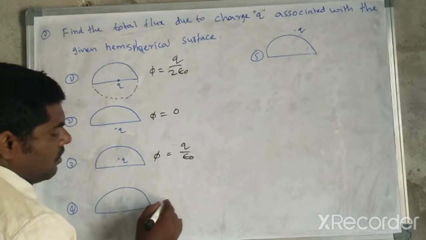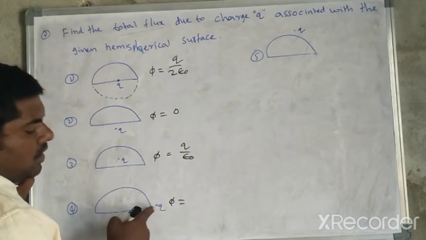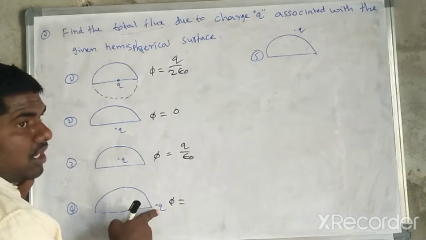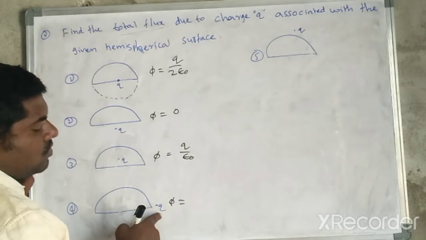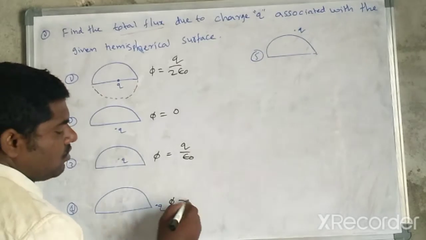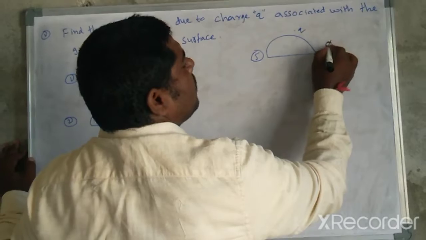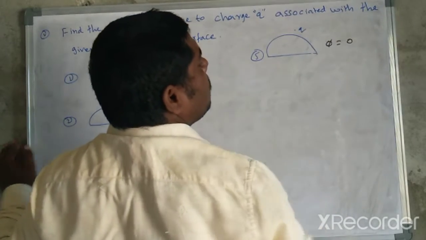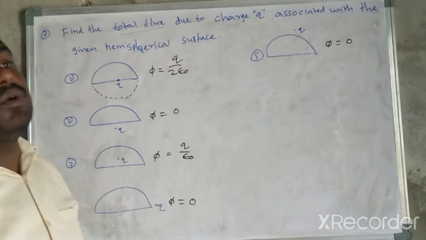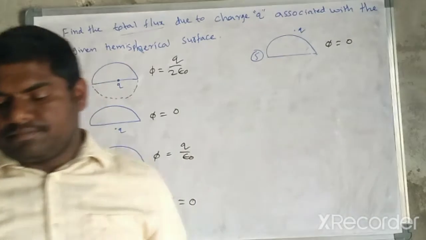Here the charge is outside the enclosed surface, so the enclosed charge is equal to 0. That's why this one also is 0. Here also the enclosed charge is equal to 0. That's why the total flux must be equal to 0.